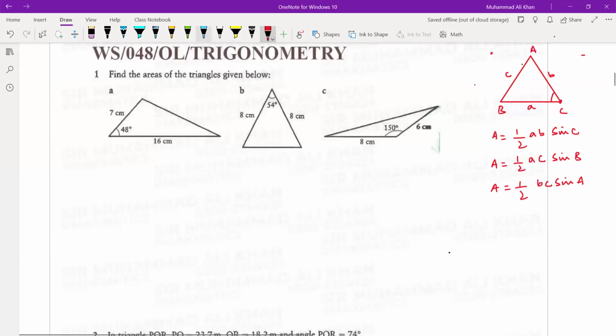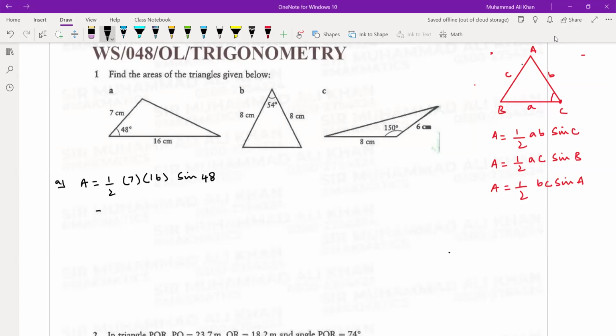Now listen, I'm doing the first part. Part A, stop working. Part A, area is equal to half the two sides, 7, 16, sine of 48. This is the first part. Second part, half 8 into 8 sine of. Third part, half 8 into 6 sine of 150.